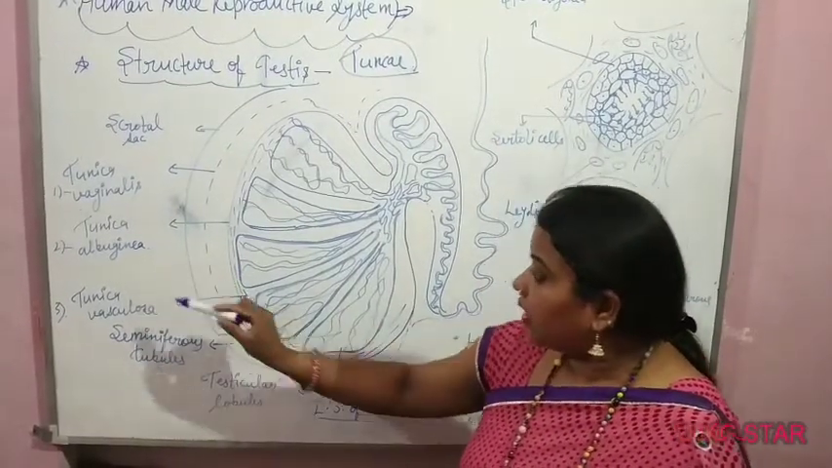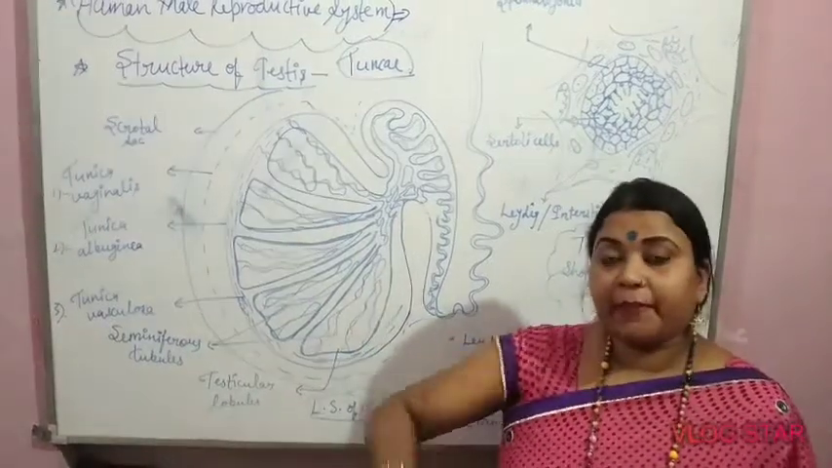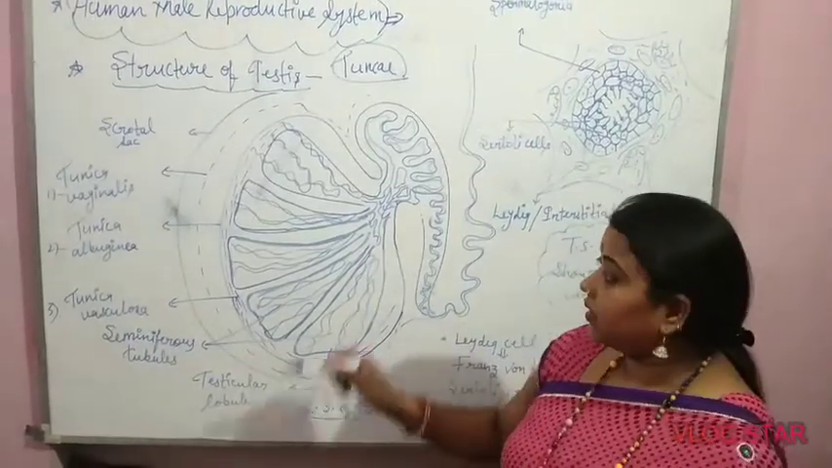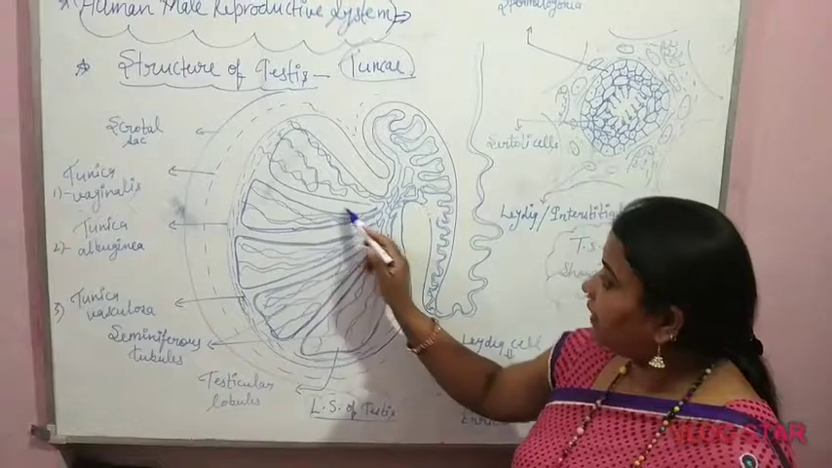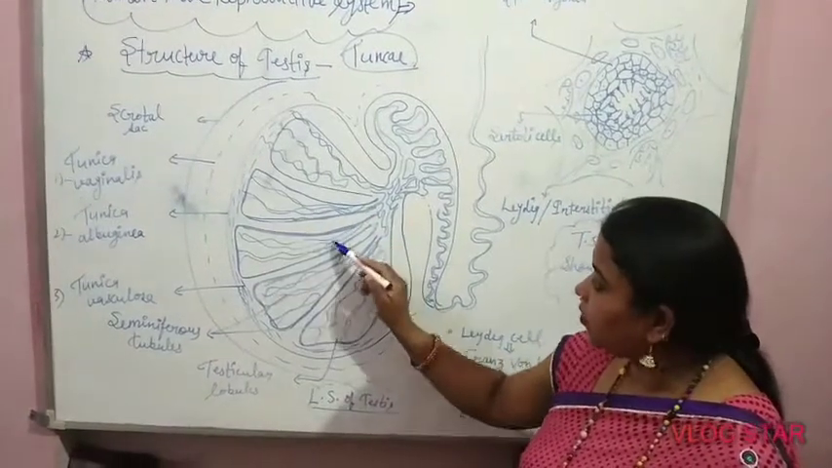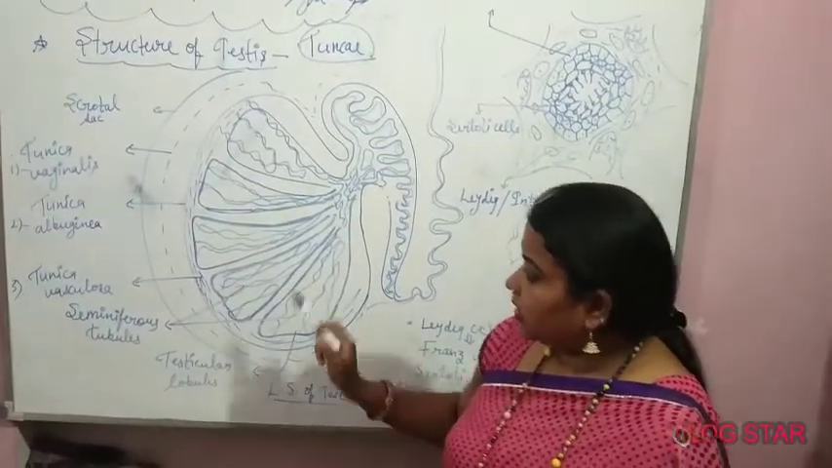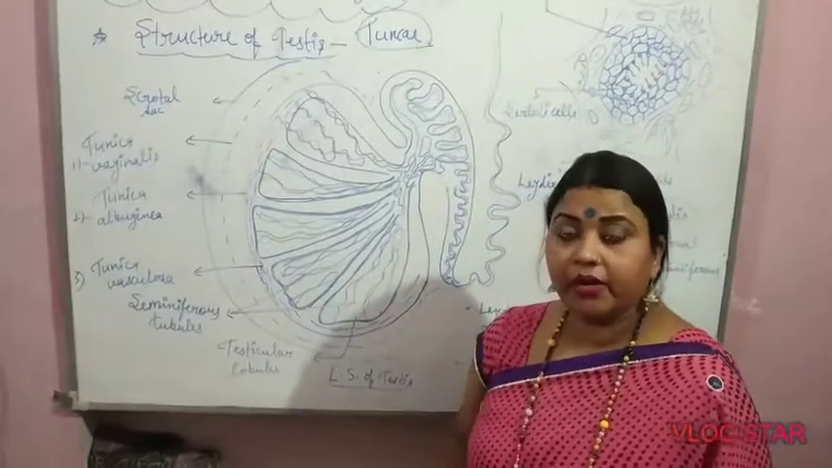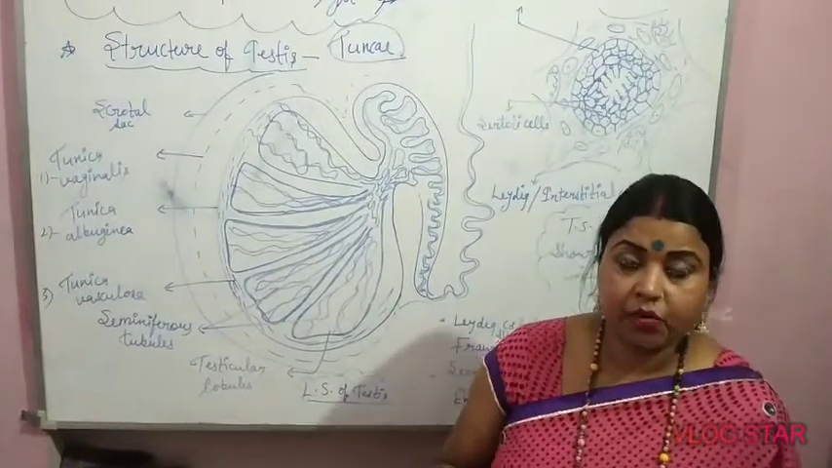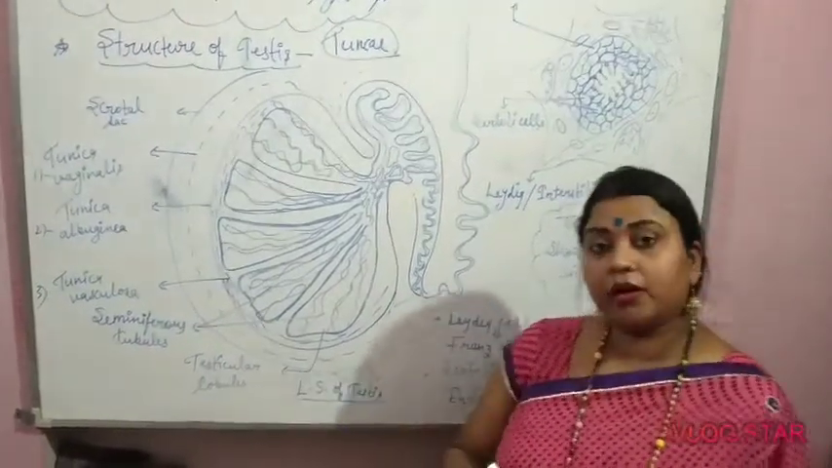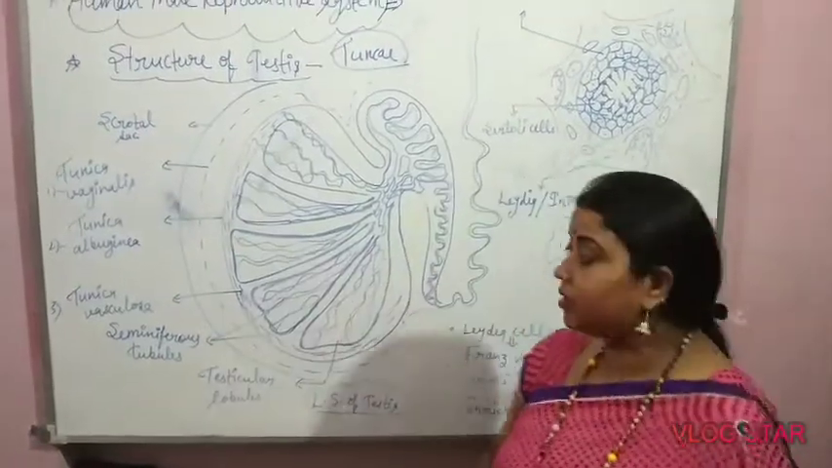The tunica albuginea forms some septa inside the testis, and these septa divide the testis into testicular lobules. That's why it is an important covering, because it forms the testicular lobules, approximately 200 to 250 testicular lobules.